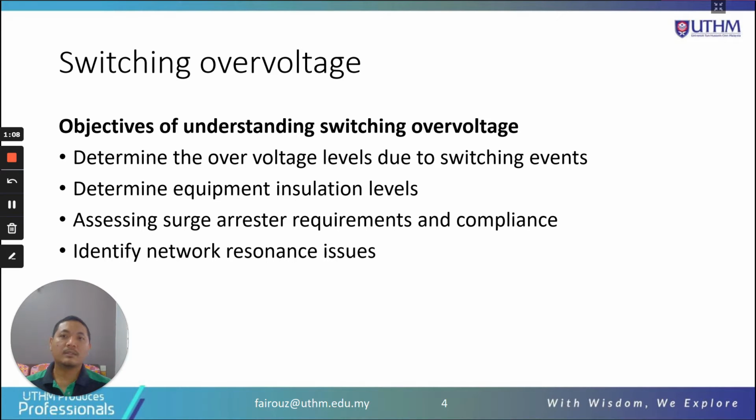The reason why we need to understand switching overvoltages is because we need to determine the overvoltage level due to the switching event. Switching events appear quite often because of switching the breaker and so on. So we need to determine the insulation levels, and then we can assess the surge arrester requirement and compliance, then identify network resonance issues. So these are some of the reasons why we need to understand the switching phenomena in the system.